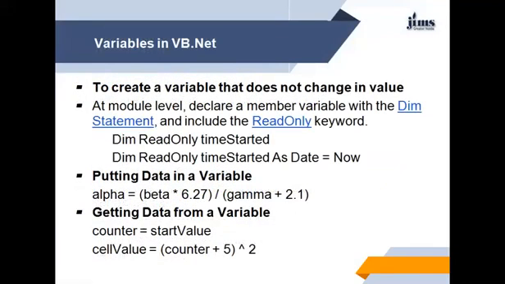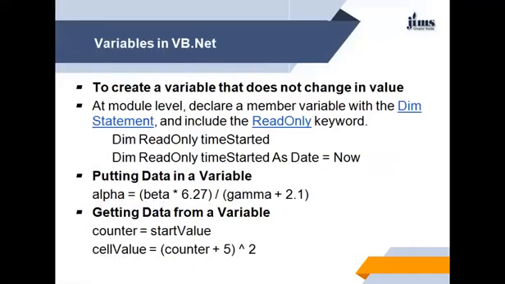To create a variable that does not change in value, at module level, declare a member variable with the Dim statement and include the ReadOnly keyword. Suppose Dim ReadOnly timeStarted. So it will work as a constant. Dim ReadOnly timeStarted As Date = Now.